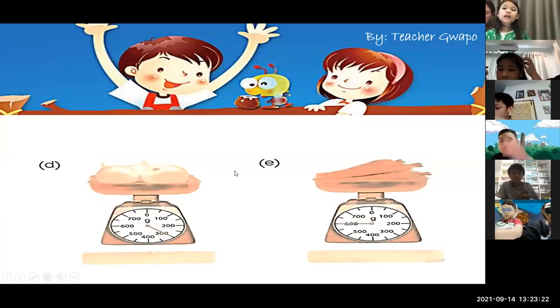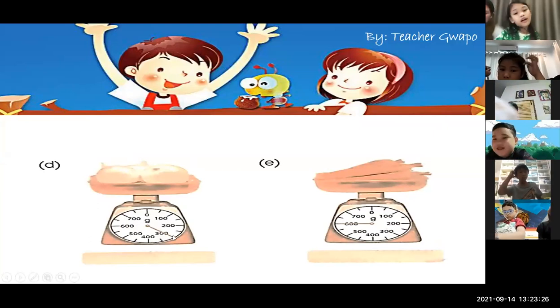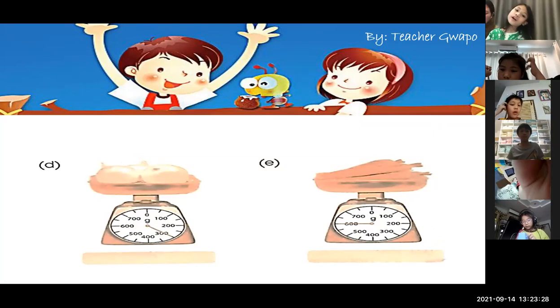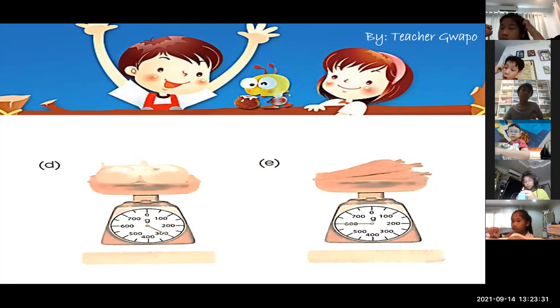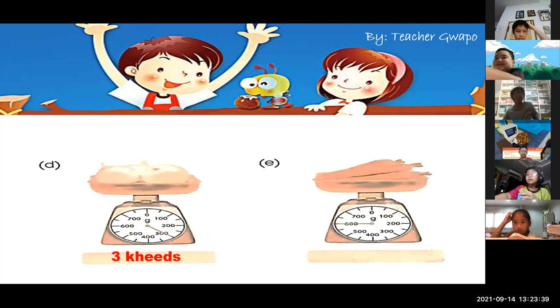PK is raising his hand. Okay, PK, how many kids? 3 kids. Thank you. 3 kids. How about Botan? Letter E. How many kids, Botan?